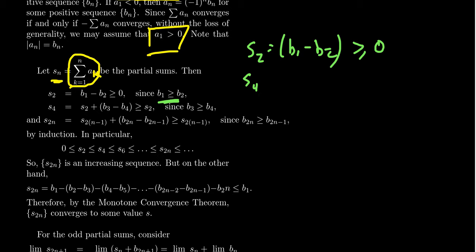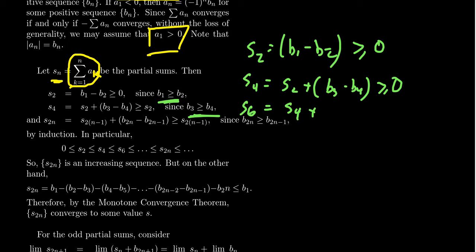Now let's look at S4. S4 is going to involve S2, which is non-negative, plus b3 minus b4. Again, the sequence of b's is decreasing, so b3 is bigger than b4, which means that b3 minus b4 will likewise be non-negative. So you have a non-negative number, S2, plus a non-negative number, b3 minus b4, and collectively S4 is a non-negative number as well. This keeps on happening. If we do S6, you get S4, which is non-negative, plus b5 minus b6. Since b5 is bigger than b6, their difference is non-negative, and a positive plus a positive gives you a positive, or I should say non-negative, to be more precise. This is going to happen over and over again.